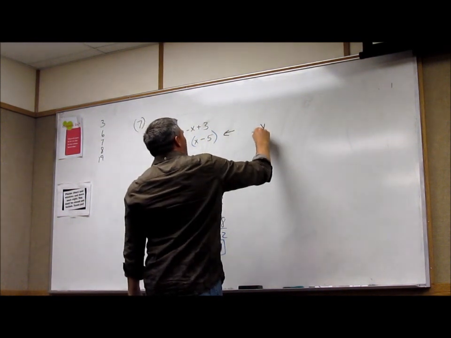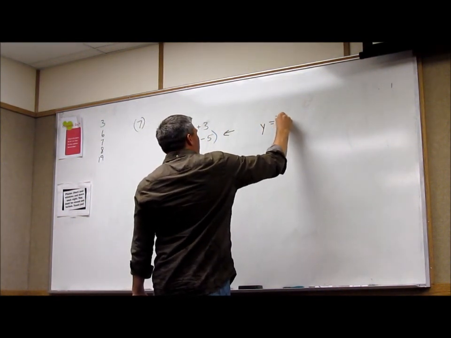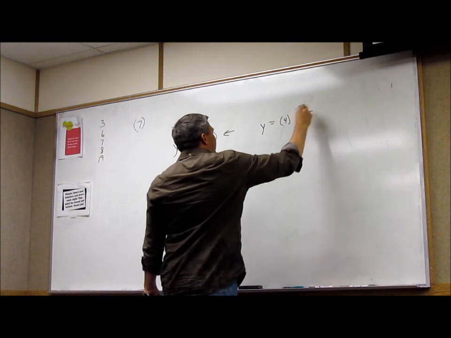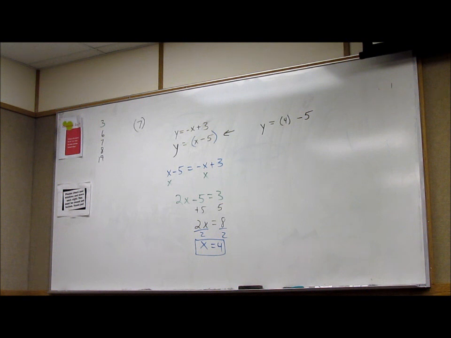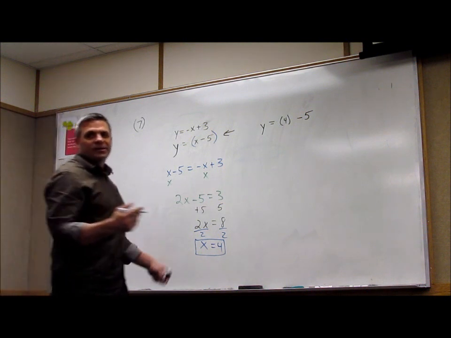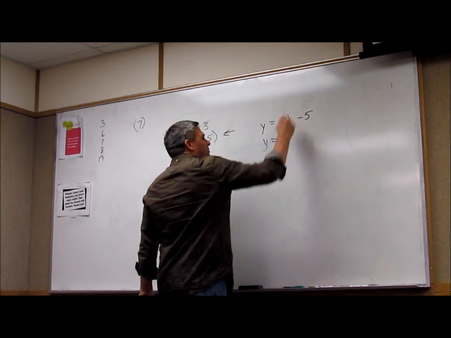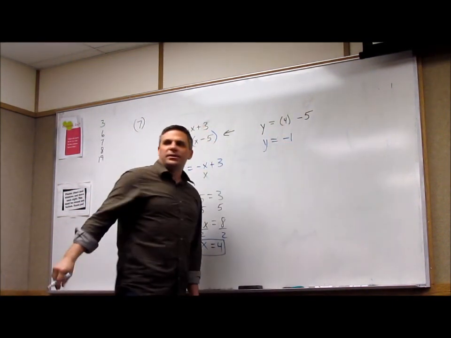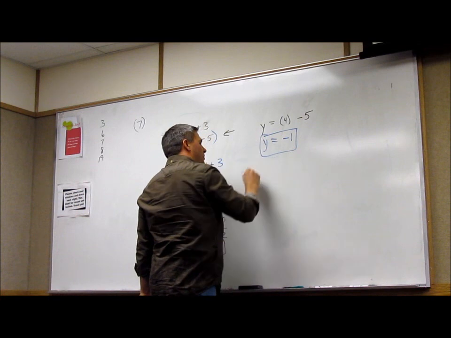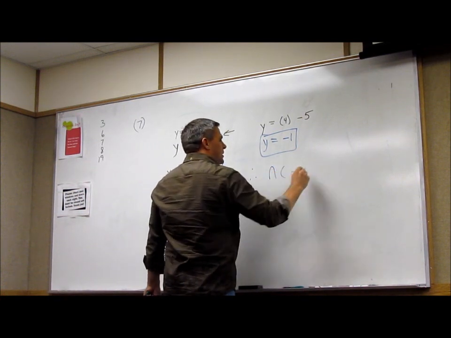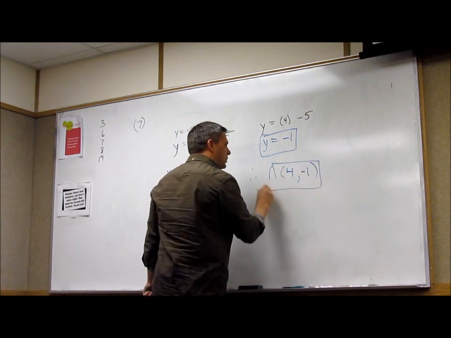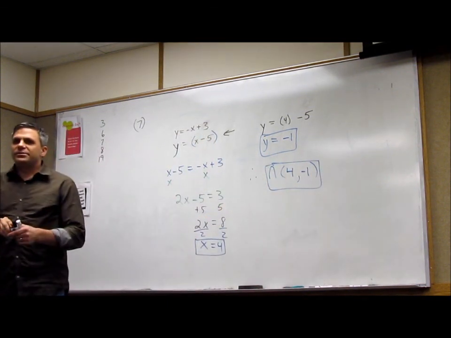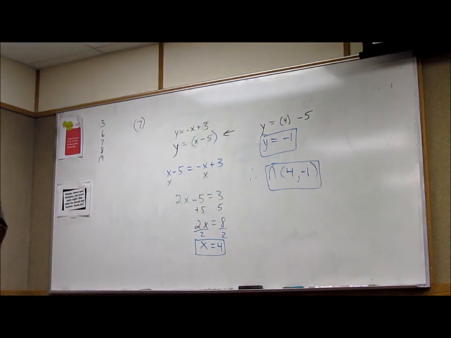Okay, so we got y is equal to 4 minus 5. Wow, that's almost like chapter 2, like that test I was handing out to you guys. This isn't that hard, right? Y is equal to minus 1. So, therefore, there's an intersection at 4, negative 1. And hopefully, that answers on the test. There's another one.